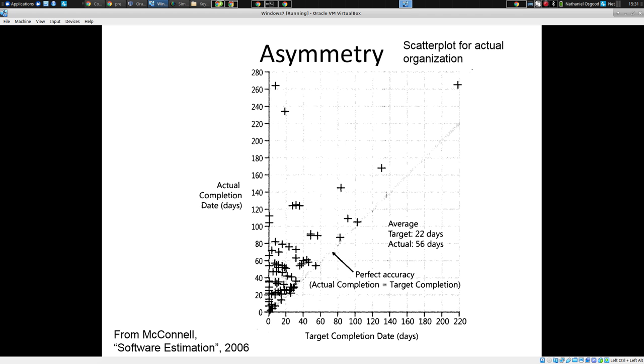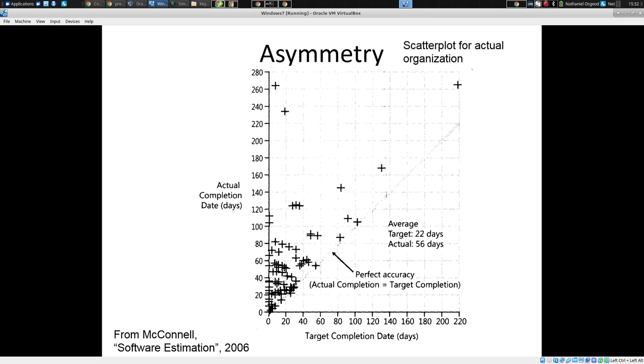And rising number of targeted days to target. And the y-axis is actual completion date. What would it mean if a value here, so the center of the plus indicates a project that was targeted for its x location and came in at that y location? So what would it mean if a plus fell on this 45 degree line, this place where x equals y? What would that indicate?